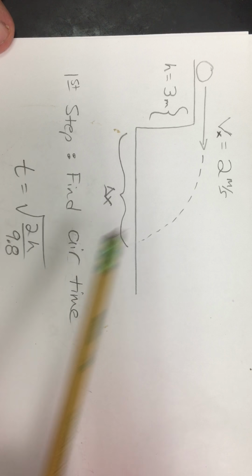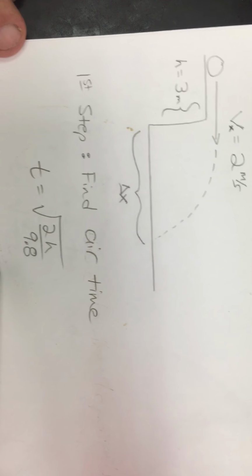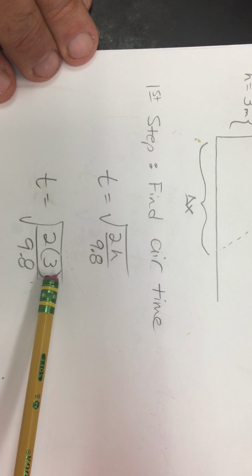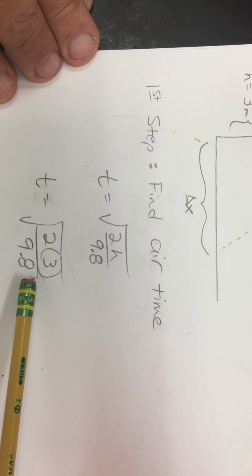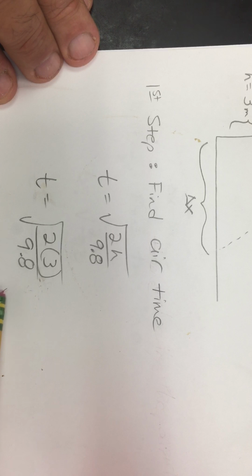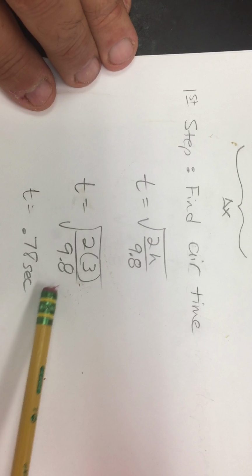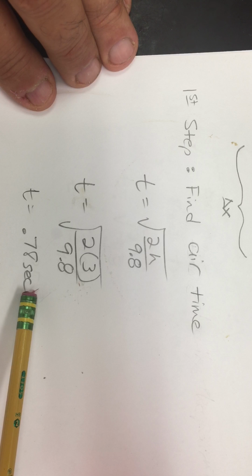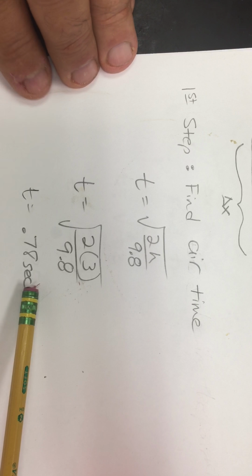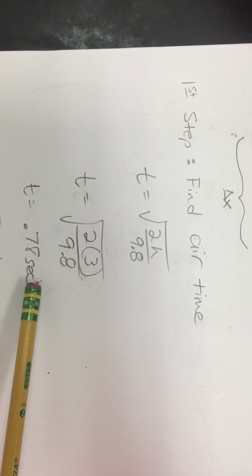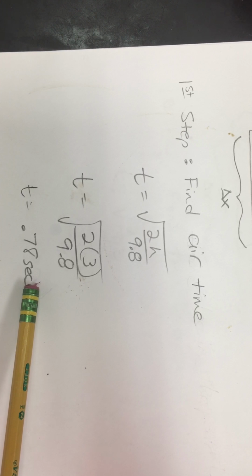For the h, we put in the 3 meters, 9.8 at the bottom. If you do your math here correctly, you should get a time of 0.78 seconds. That's the first step. The second step is to find the range.